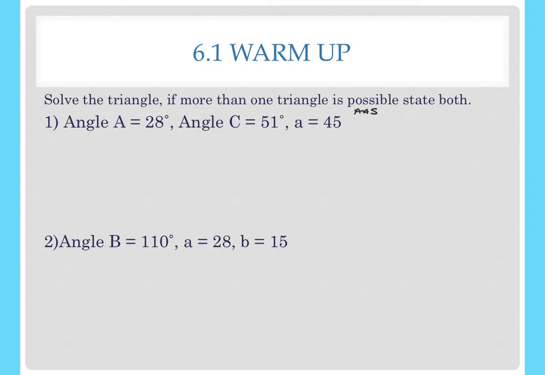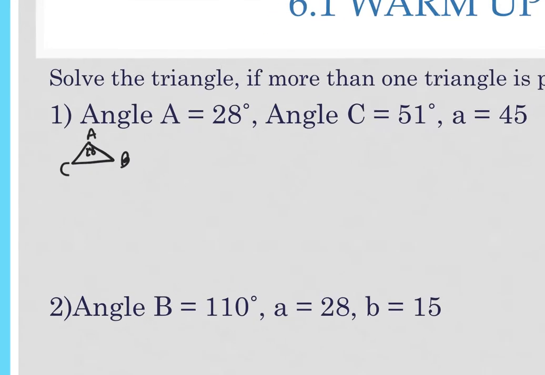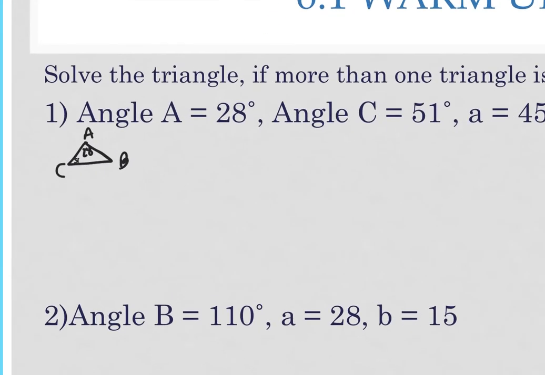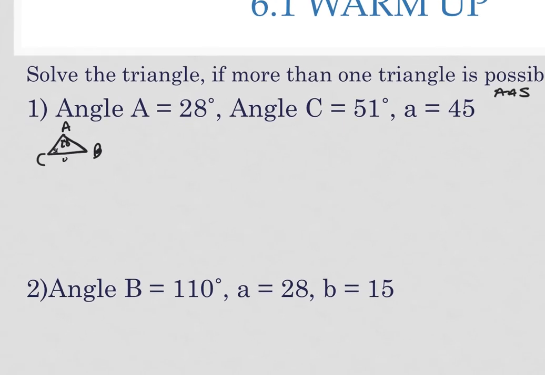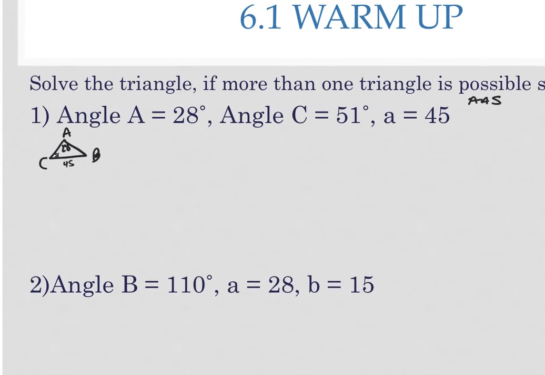If you don't see it, then go ahead and draw yourself a diagram. You're given A, you're given C, so this would be 28, this would be 51, and this would be 45. So if you need to see it drawn out, do it. Do whatever you need to do. Because when you use angle, angle, side, you know you're going to have to use law of sines. And then when you use angle, angle, side, there's no chance of a second triangle. You just straight up solve it the way that it is.